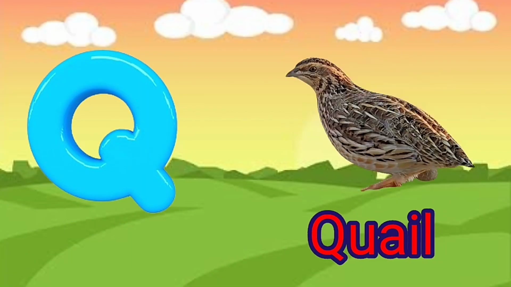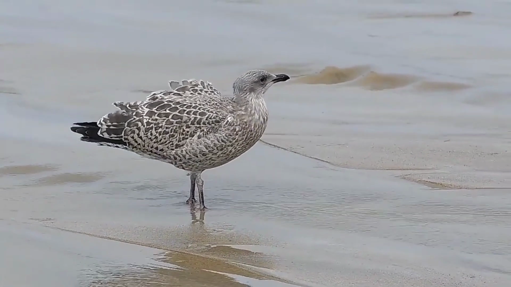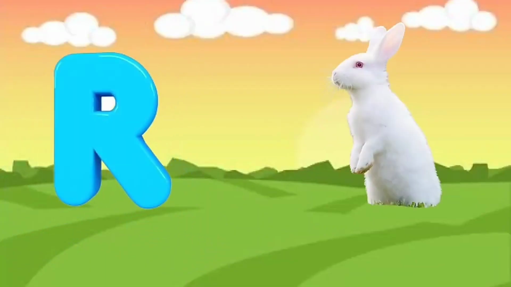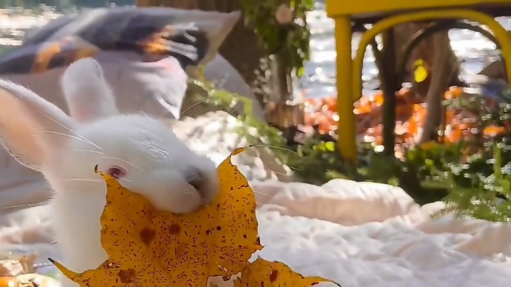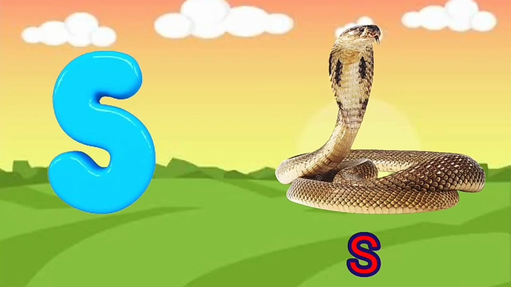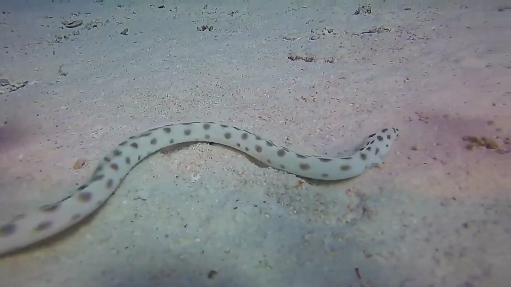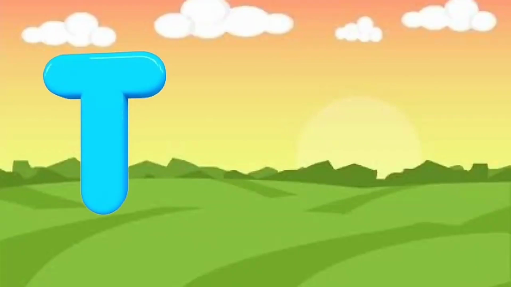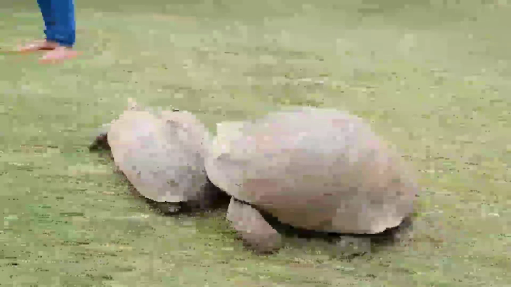Q. Q is for quail. Quail. R. R is for rabbit. Rabbit. S. S is for snake. Snake. T. T is for turtle. Turtle.